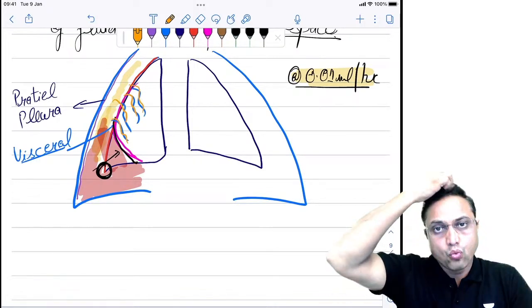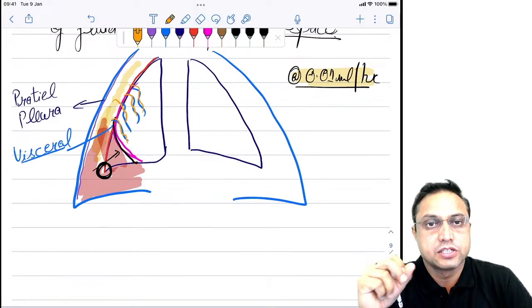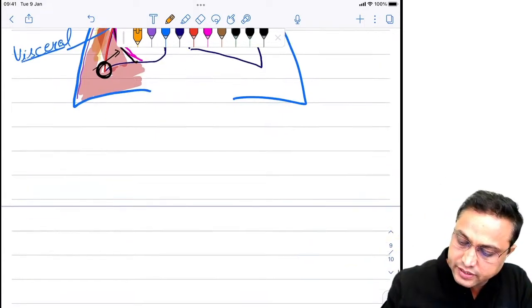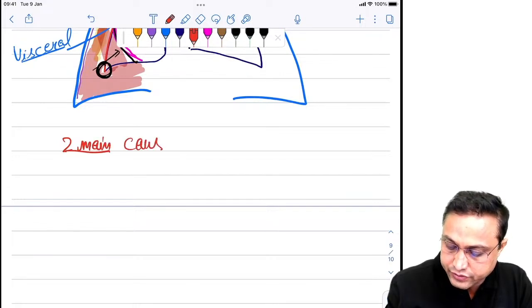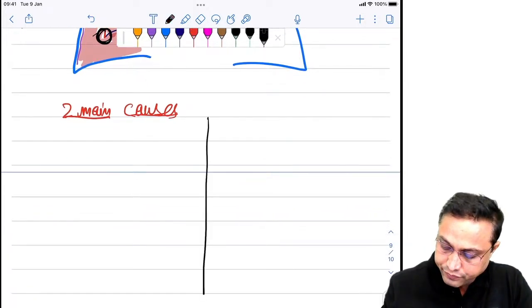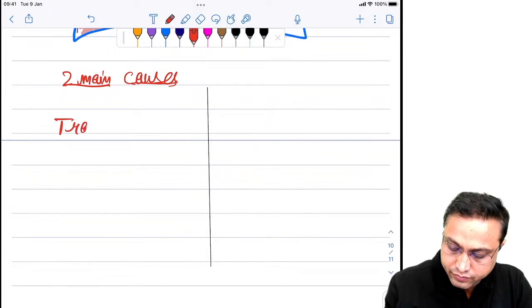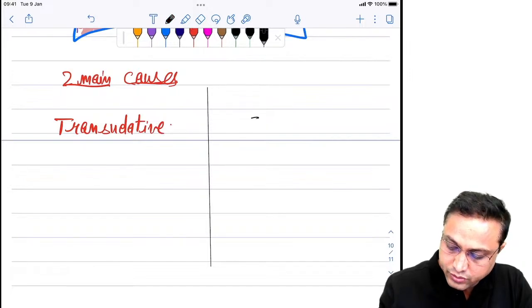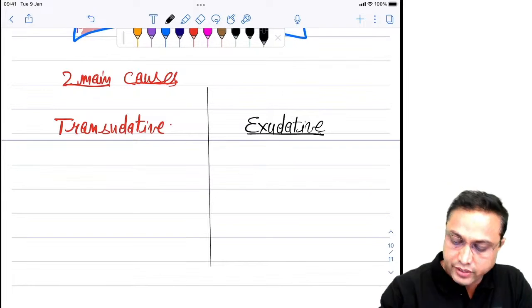Right? Now, discussion number two: why does this abnormal fluid get accumulated in the pleural spaces? There can be two main causes. Yes, there can be two main causes of the pleural effusion. Now, what are these two main causes? First of all, it is going to be a transudative cause and an exudative cause.